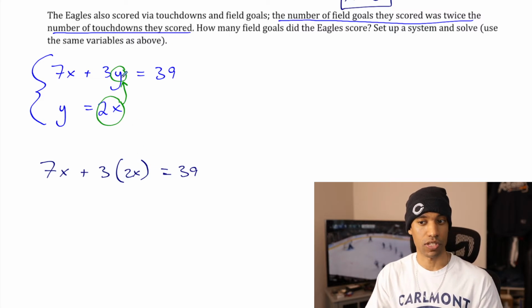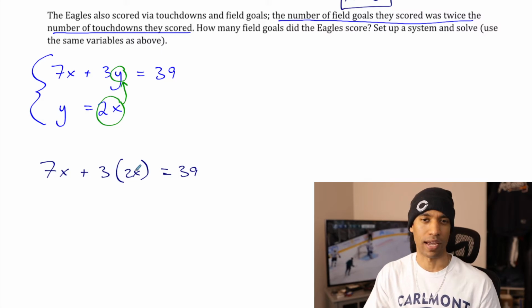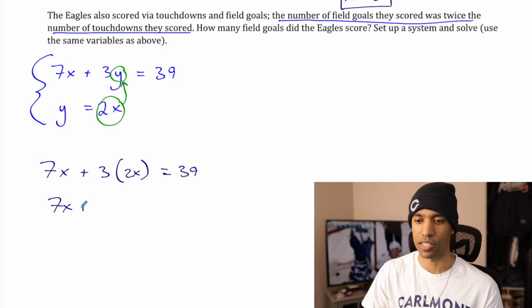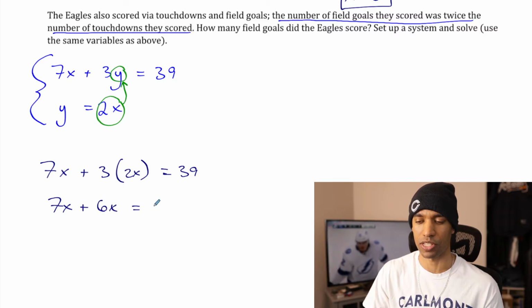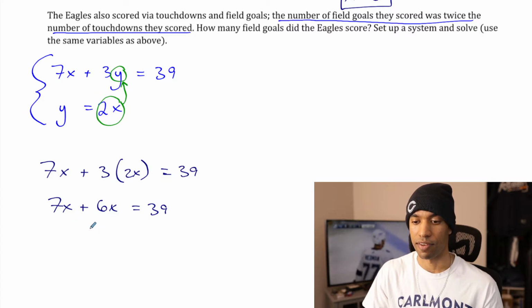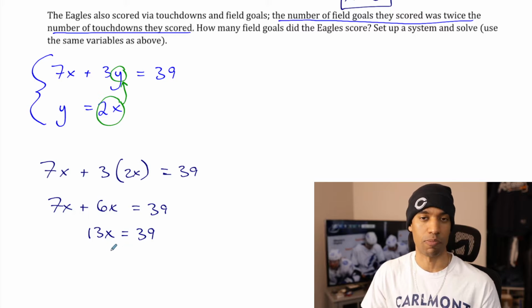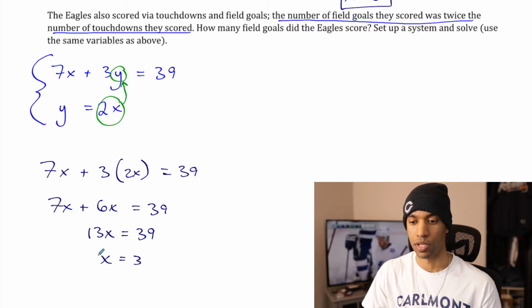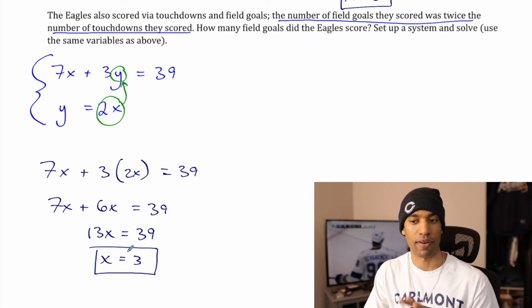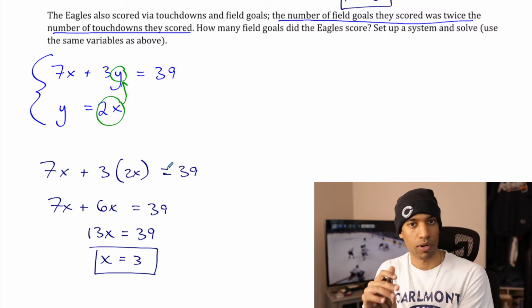I use parentheses because 3y means 3 times y. If I wrote 32x, that's not the same thing as 3 times 2x, so I have to do that. All right, 3 times 2x is 6x, so 7x plus 6x equals 39. In this expression, I'm going to combine like terms. 7x plus 6x is 13x. 13x equals 39. Divide both sides by 13. You will get x equals 3. Now, they did ask how many field goals we scored. I only found out how many touchdowns thus far. That's fine. We can still solve this pretty handily.